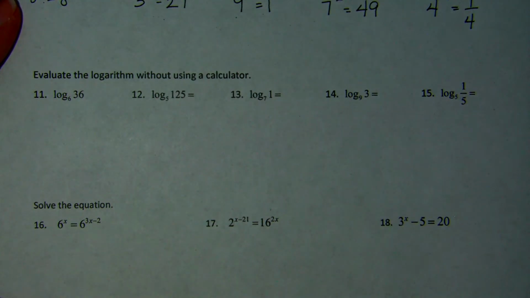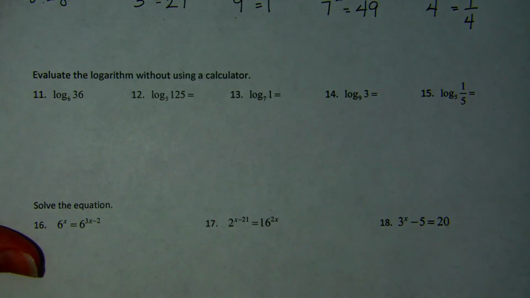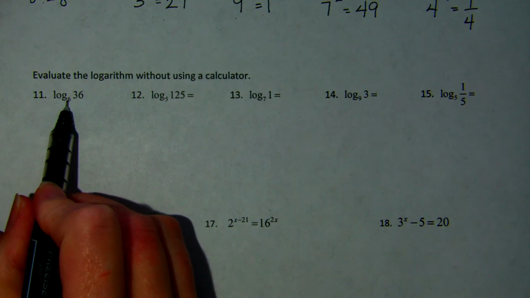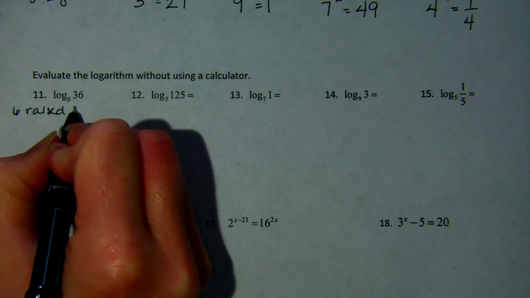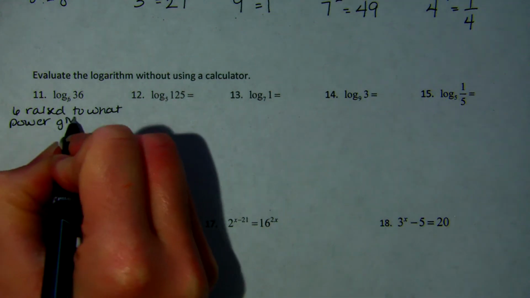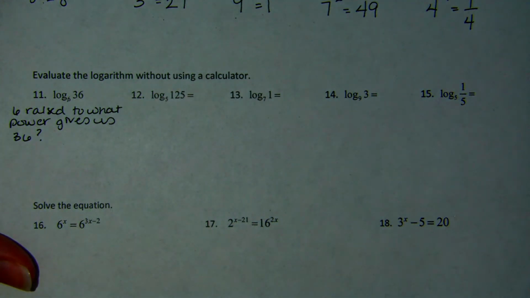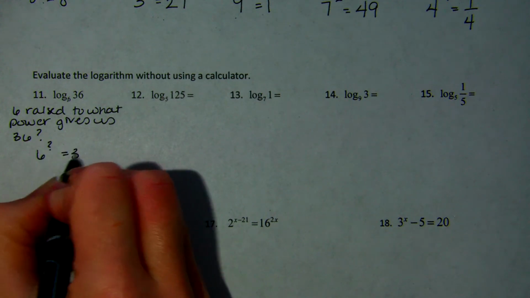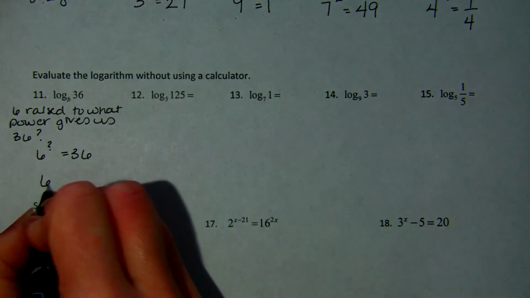All right, evaluating logs. Remember that we had a question that we asked for each of these problems. And that question was little number to the what power gives us big number. So for this one, we're asking 6 raised to what power gives us 36? All right, that's the question we're asking in words. You know, in math terms, 6 to the what power equals 36. And the answer is 2, right? 6 squared is 36.